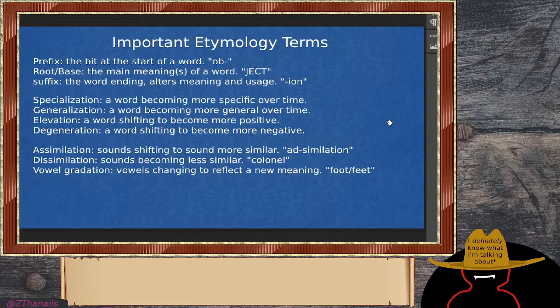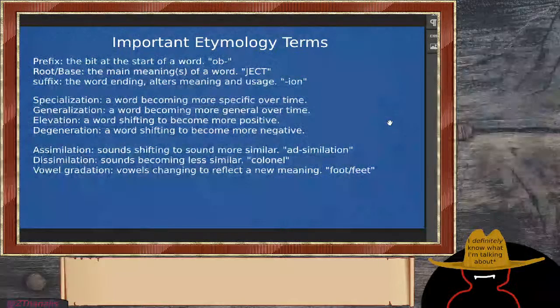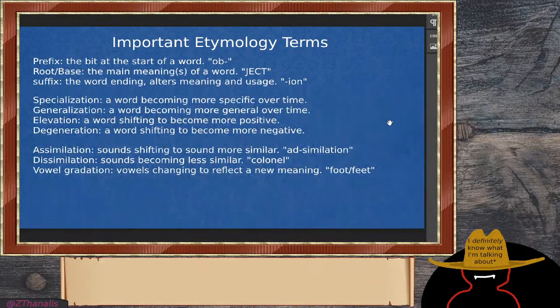And the one that is very common is vowel gradation, which can be either like upwards or downwards, but is just the vowels in a word changing to show a difference in meaning. This can just be plural, like in this case, foot, feet. People often joke about moose, meese, goose, geese.